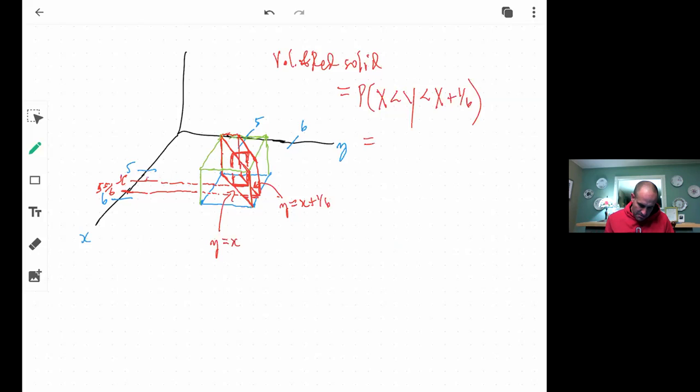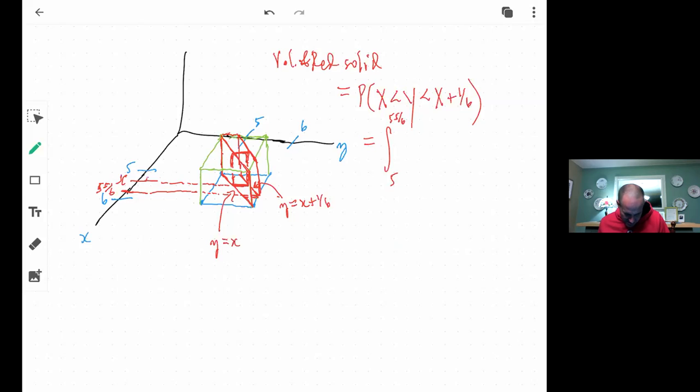So let me say that I really need to compute this probability differently. And remember, I still need to multiply this by 2 in the end. But how does this work? Well, I'm going to go from 5 to 5 and 5/6.